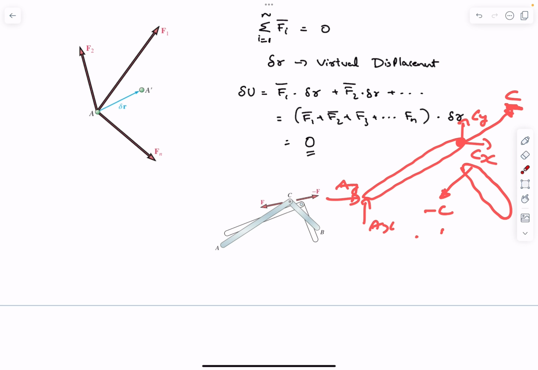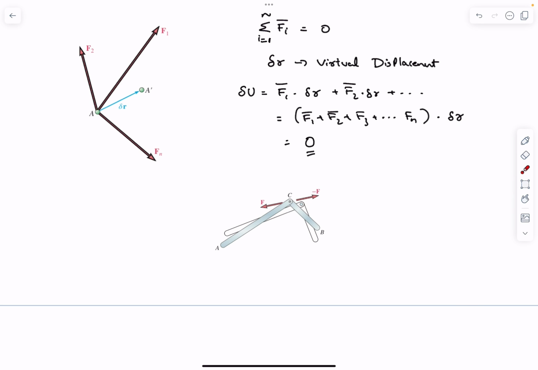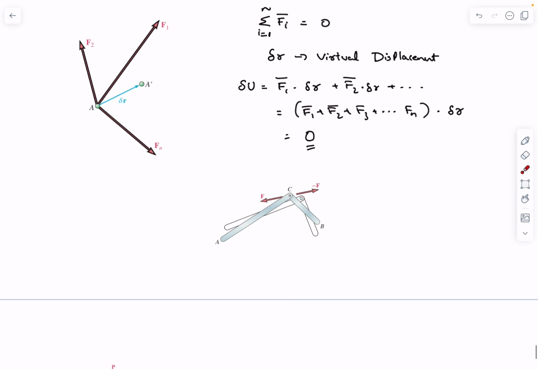Now if you displace this point C by some distance delta R or dr or whatever, you can see that if I take both of them as a system, the net work is C dot delta X minus C dot delta X, which computes as 0. That's the reason why the net work done by internal hinge reactions adds up to 0. Now with that we can move on to the first problem.